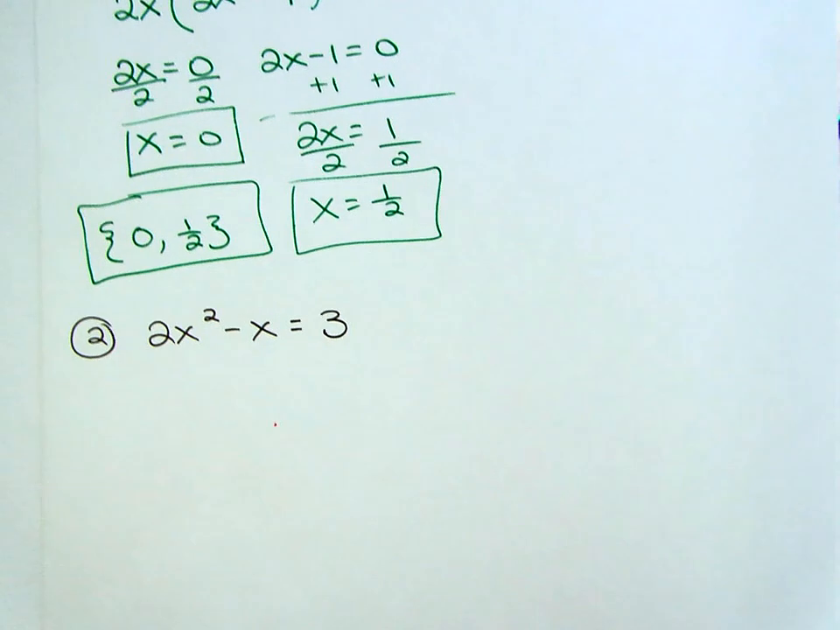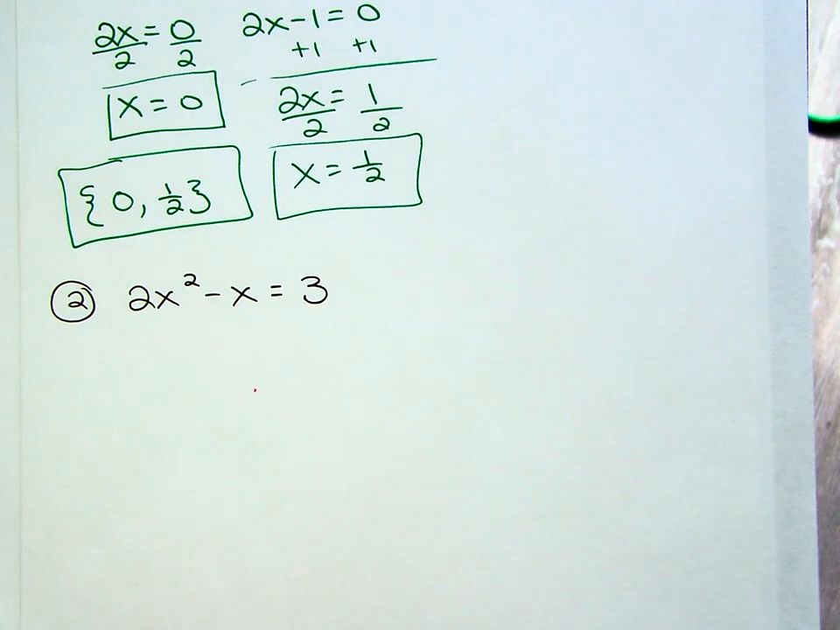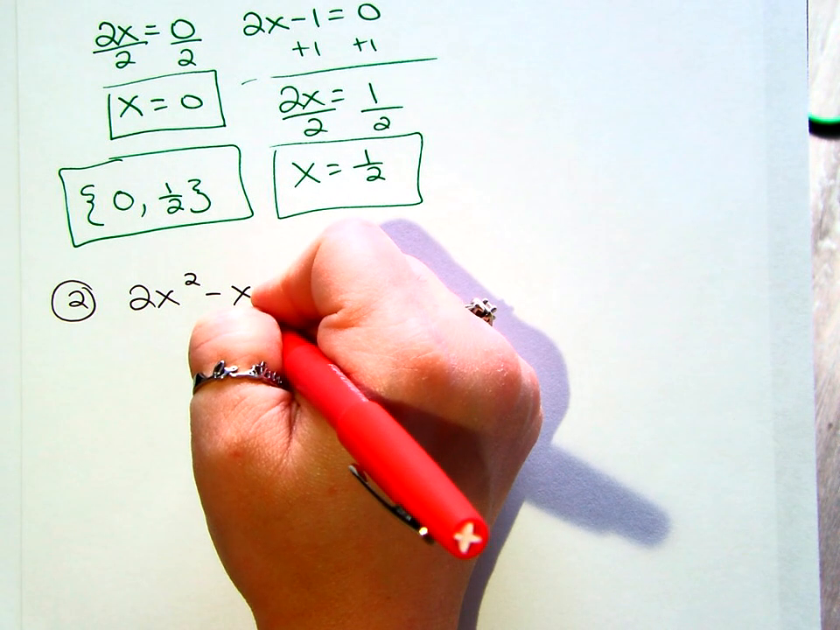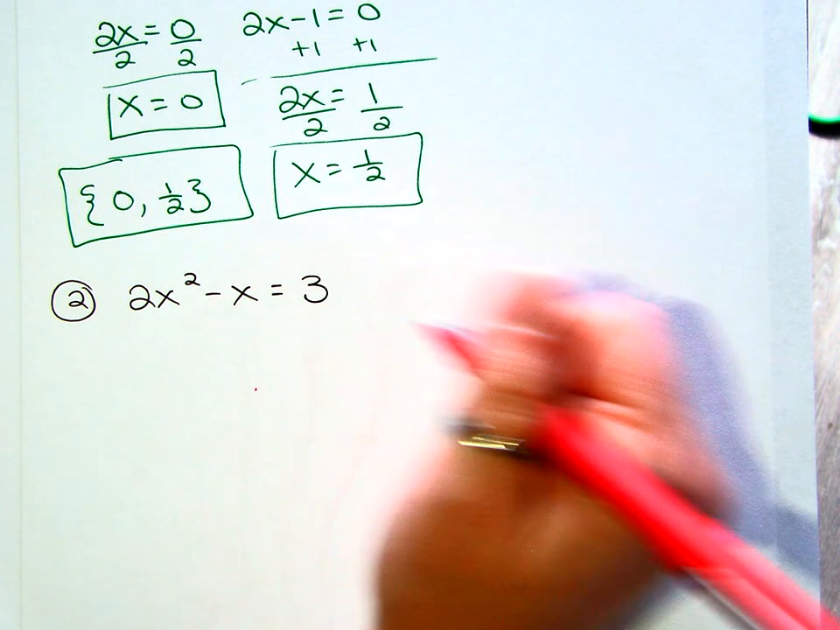All right, let's look at the next one. The next one, we have 2x squared minus x equals 3. Well, if we're solving quadratics by factoring, we need this to look like ax squared plus bx plus c equals 0. So I'm going to subtract the 3 over so that I can have everything on the left-hand side and 0 on the right-hand side.